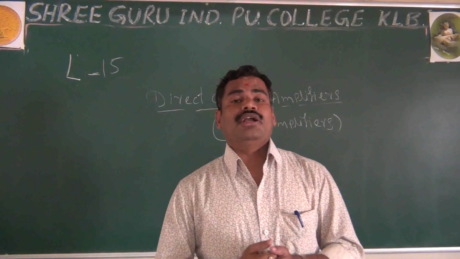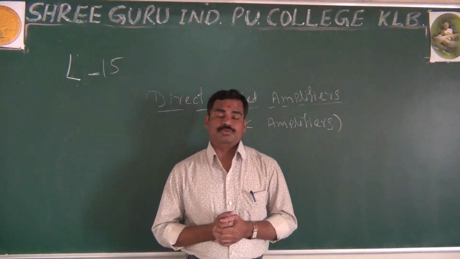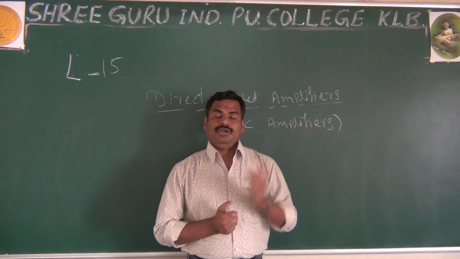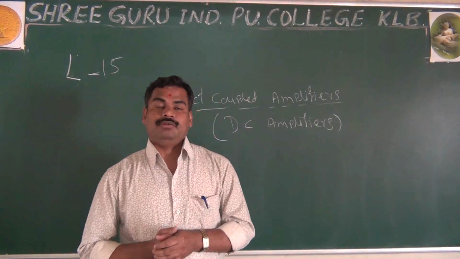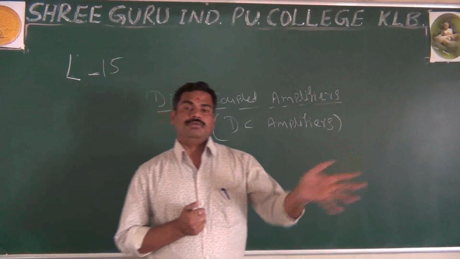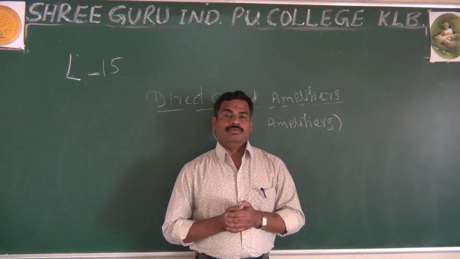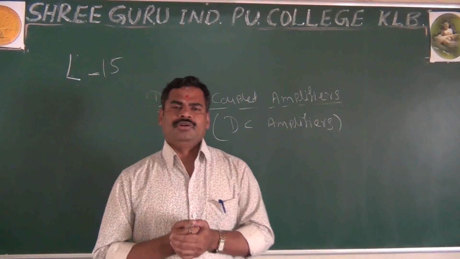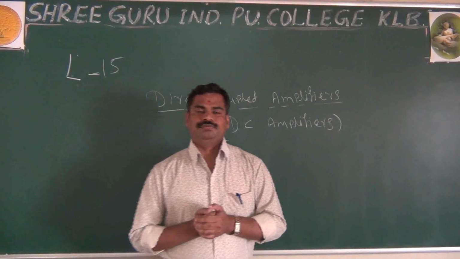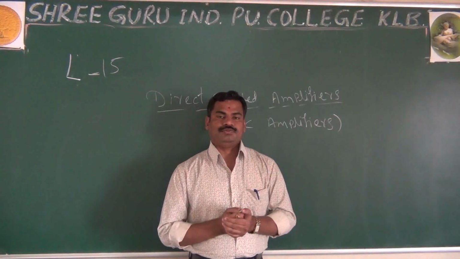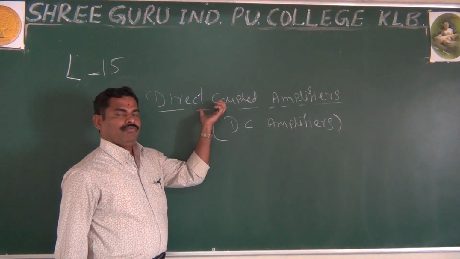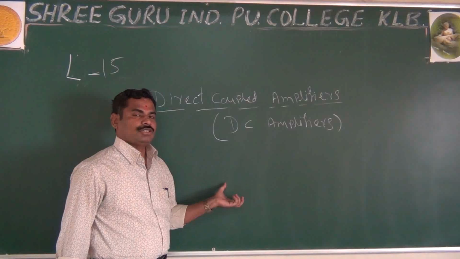Actually, the most important thing in this direct coupled amplifier is that we are not using any coupling or bypass capacitors. We are not using any capacitor, whether it is a bypass capacitor, a coupling capacitor, a stray capacitance, or wiring capacitance. We are also not using any transformers. That is why it is called direct coupled.